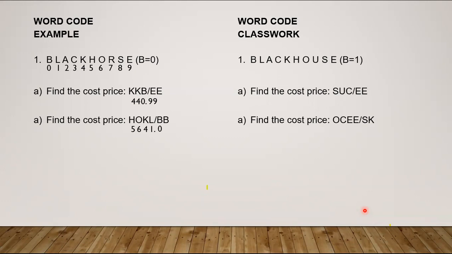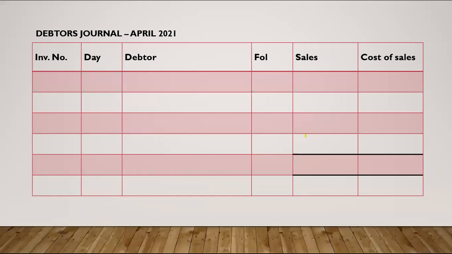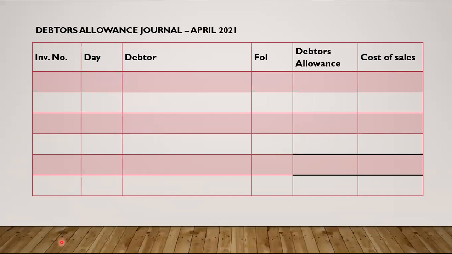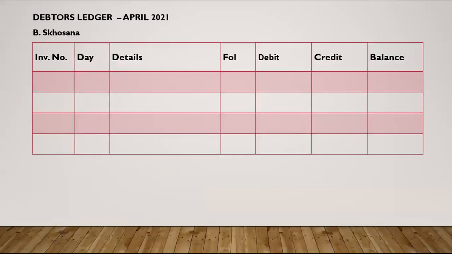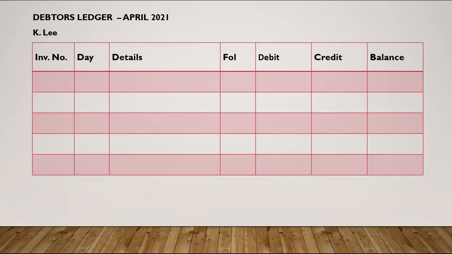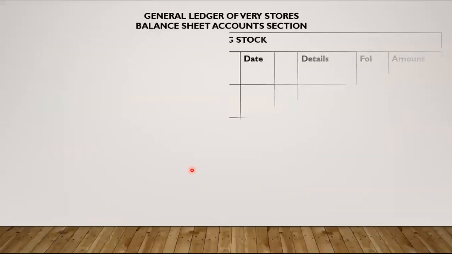Word code is quite simple. Now, why did we go through all of this? Please try to do this quickly. So use this information to prepare your debtors journal, then your debtors allowances journal, your CRJ, debtors ledger of Bisco Sana and Kylie, and the debtors list. Then you prepare your general ledger account.